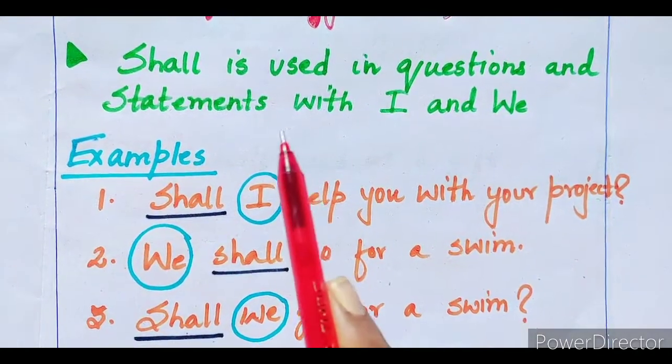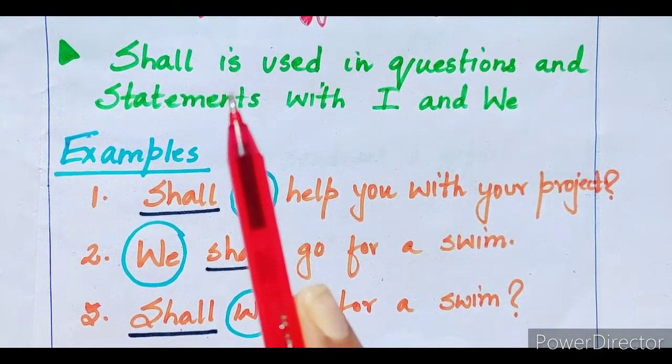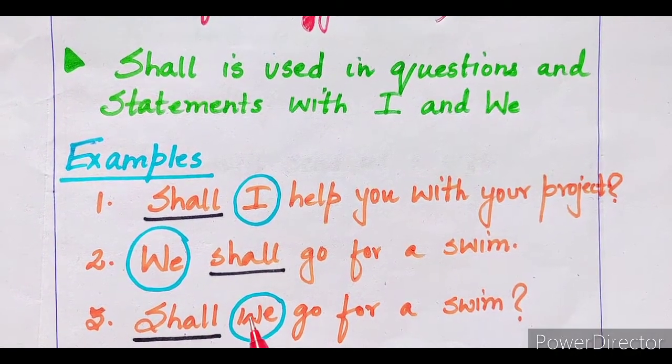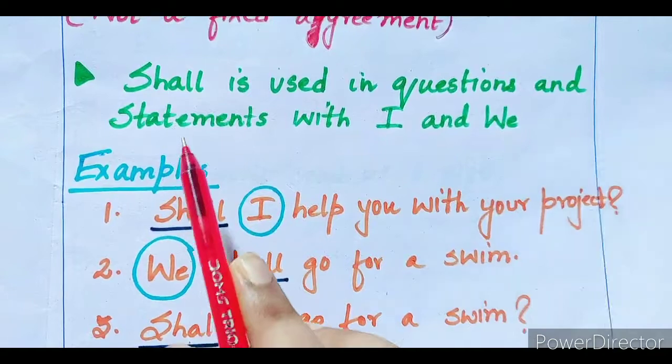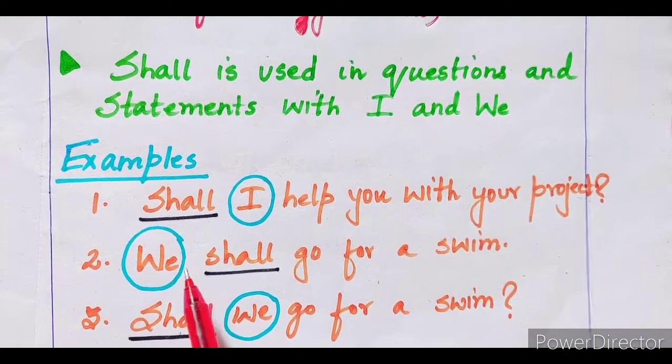So for second person and third person we will never use shall. We are going to use shall only for the first person singular as well as first person plural, and that too when we are framing questions. But sometimes we can use them for statements like we have used here in the example number 2. Alright.